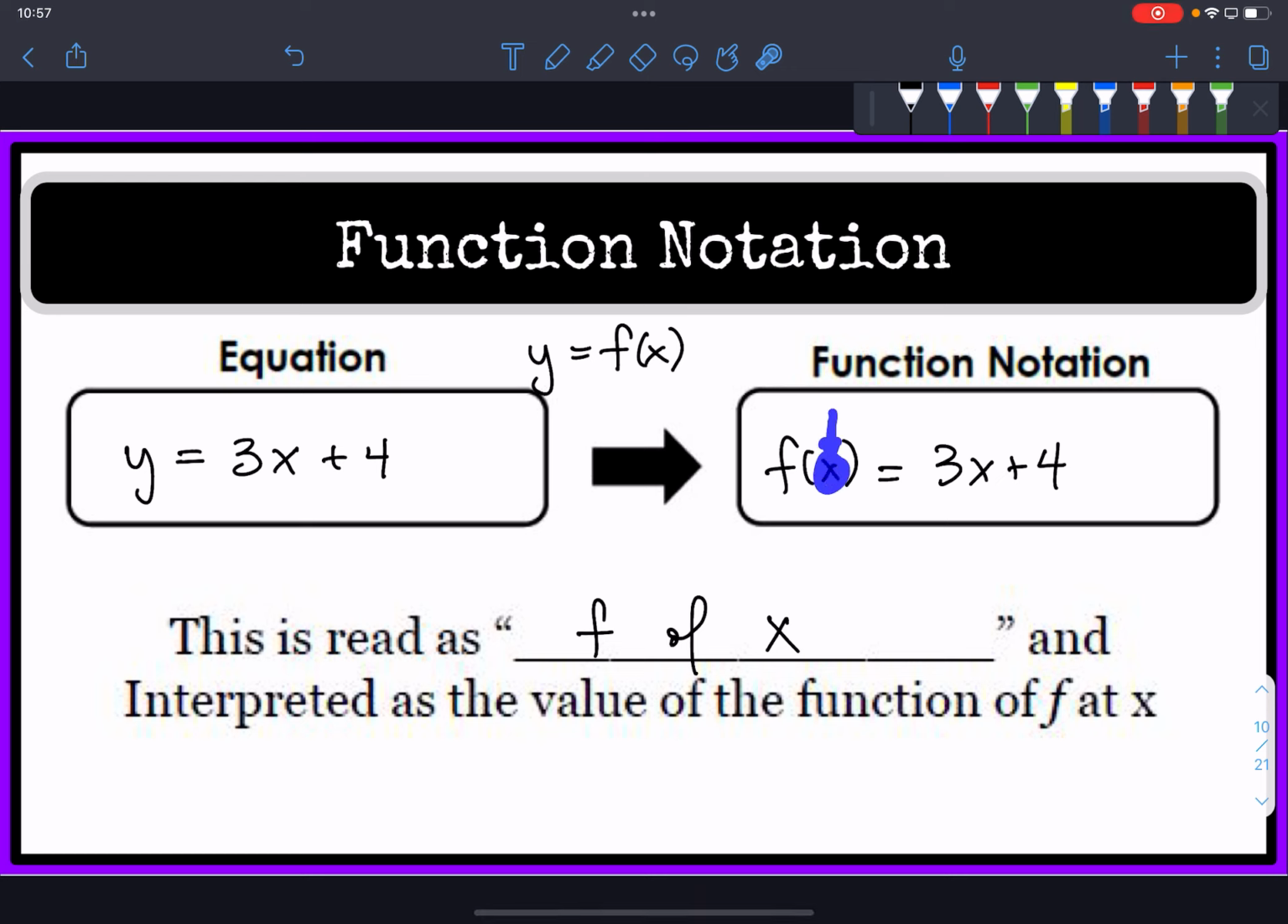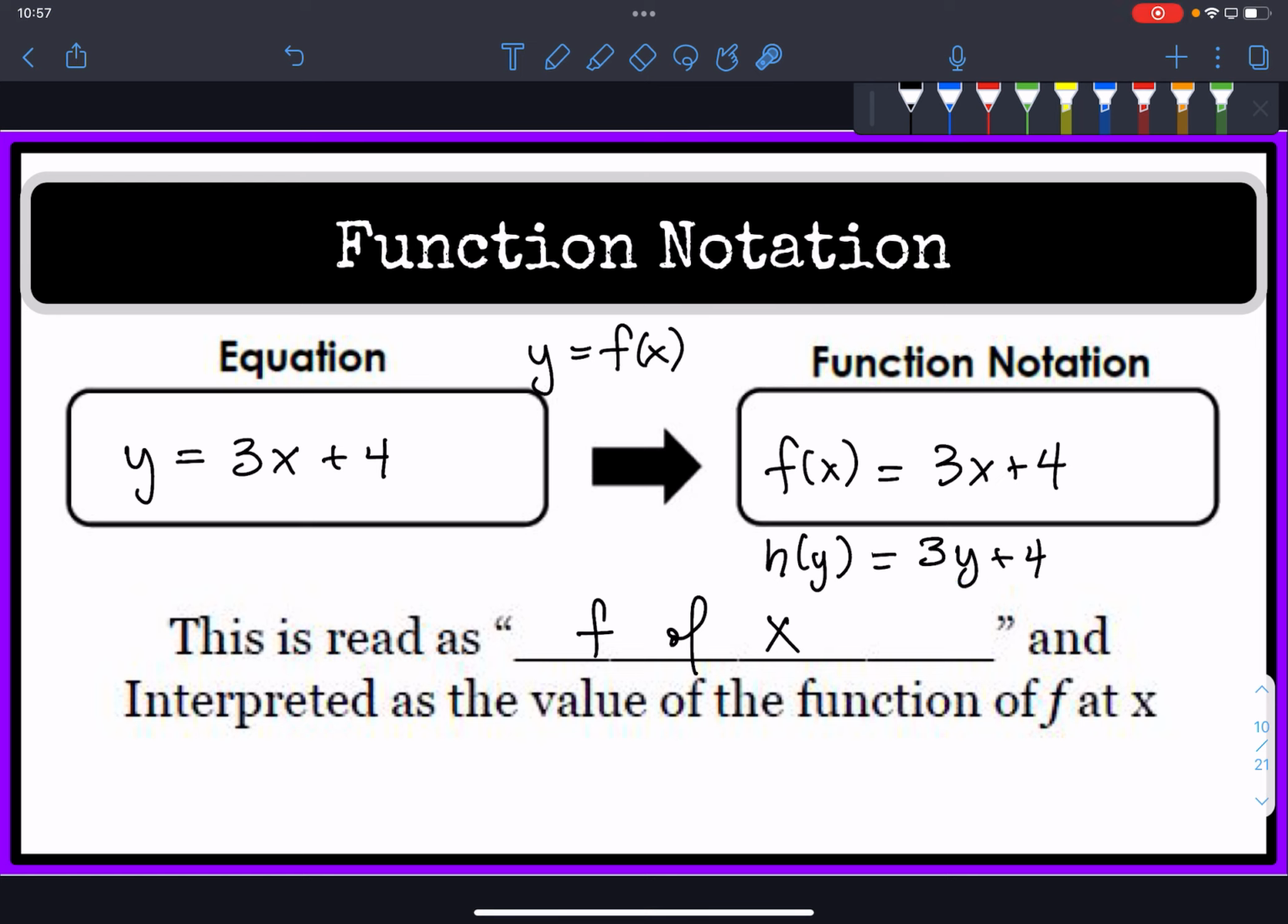Changing this right here changes this input. So while f of x is equal to 3x plus 4, I can rename this and call this h of y, which would be simply 3y plus 4. Same function, same equation, just using a different name, h, and a different input variable, y.